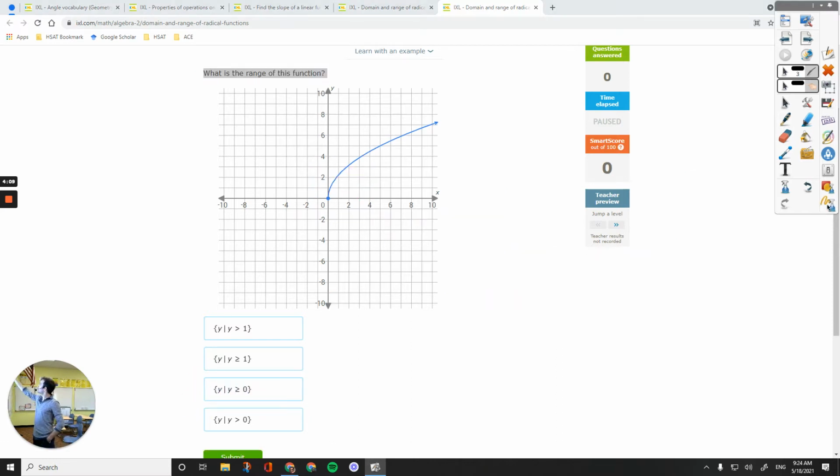Let's clear this and then give you another example. If it was like this, and the graph would go on forever up and right, the answer would be y is greater than 0. 0 would not be included if you have an empty circle at your starting point. So that's one of the details that you want to pay attention to. Let's just submit it and then move on.